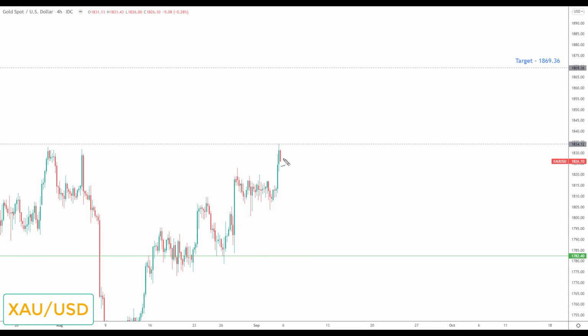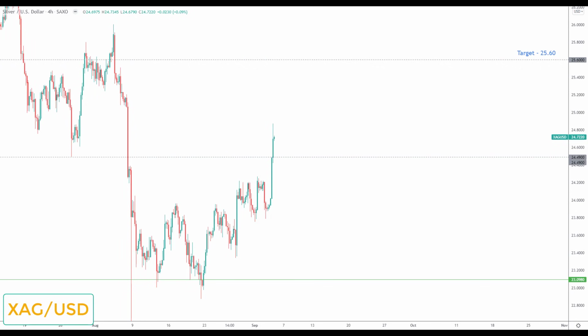So any pullback in this market, and I'd first like to see it take out this target, and any pullback in this market will be viewed as an opportunity to look for bullish reversals up to the next key resistance, the upside target set at the 18.69.36.